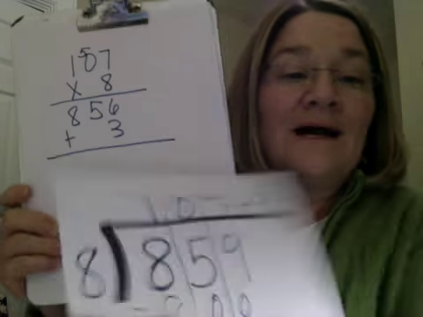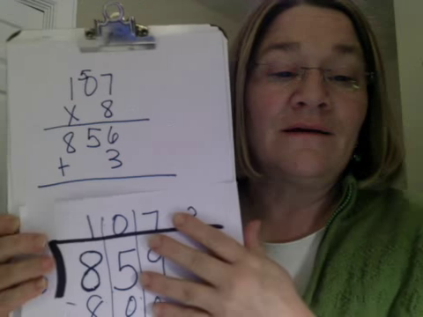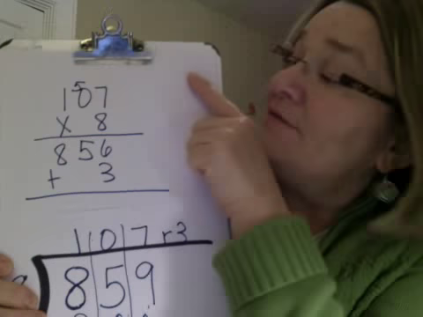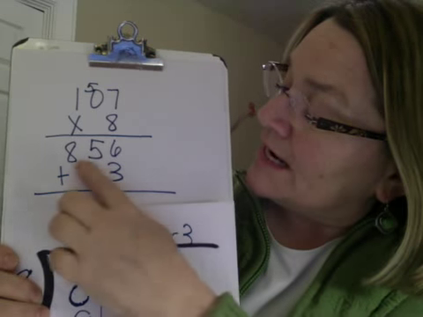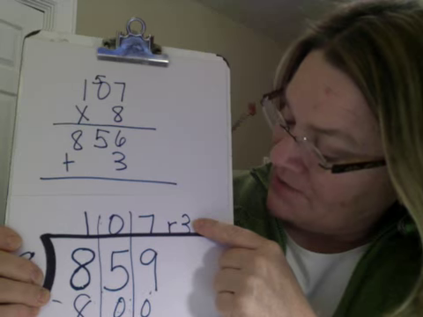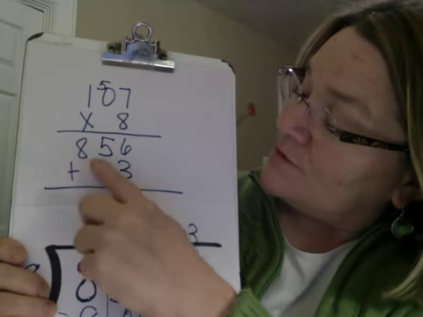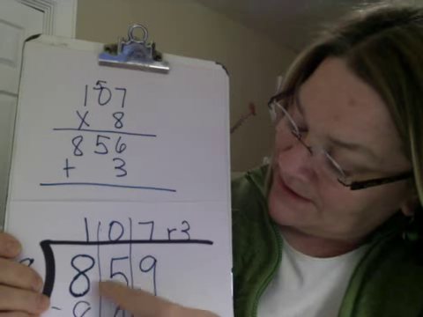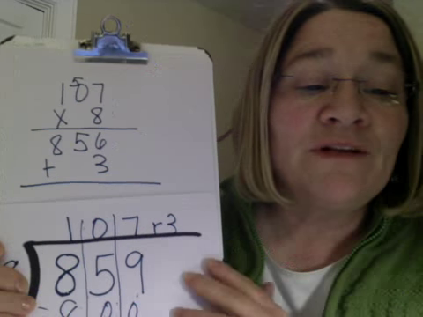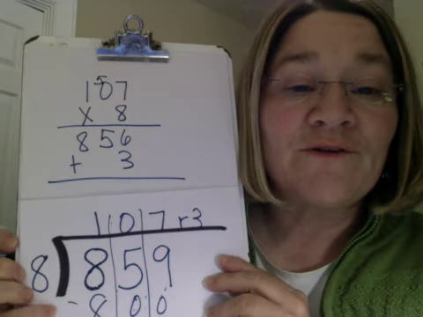We have 107 times 8. All right, look what I got. I suppose you got the same thing. I took 107, multiplied it by 8. I got 856. Then I added my remainder of 3, and I have 859. And look, it's 859. It worked out perfectly. So we know we have the right answer.